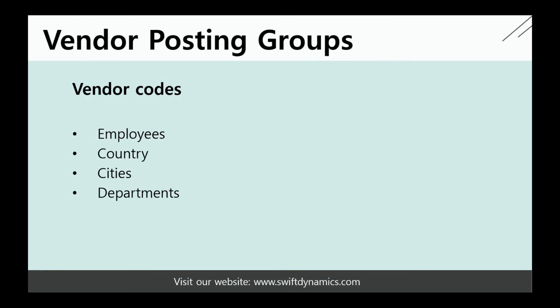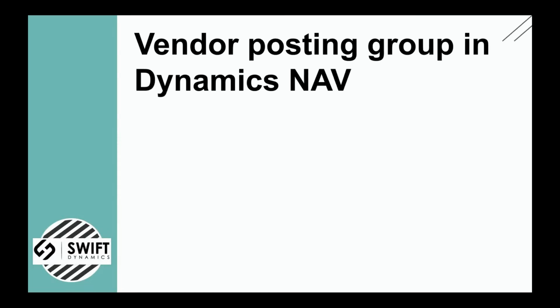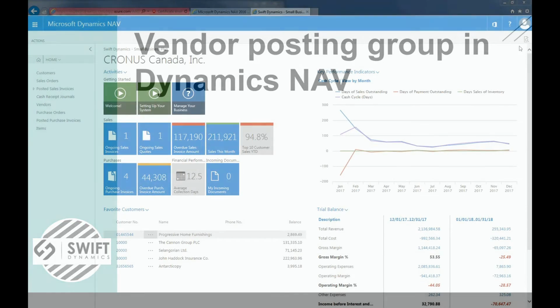For example, if Microsoft supplied me with Surface tablets, I would be able to create a vendor posting group called IT, because it would be for my IT department. Based on what I just explained, I'll show you an example of how NAV handles vendor posting groups.